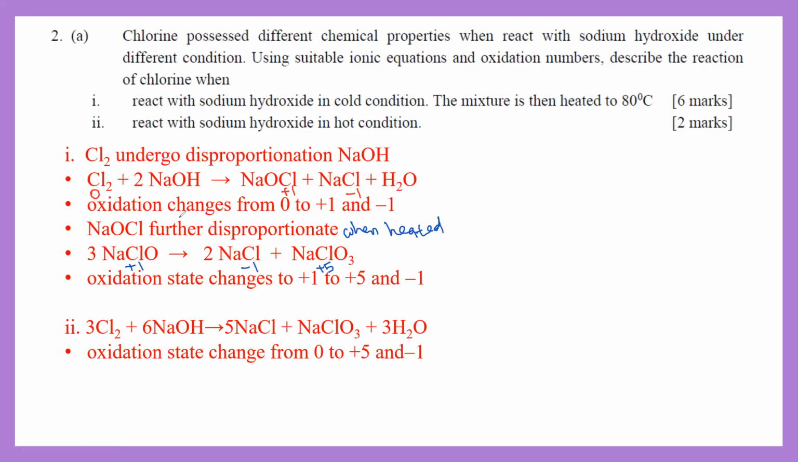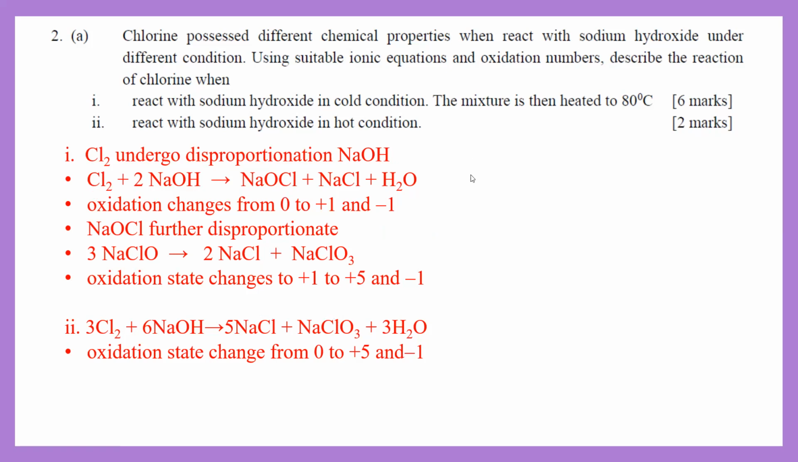So we already state disproportionation. Even if you write further disproportionation, there are no marks for it. So this is the change of the oxidation state that happens when chlorine is dissolved in hot sodium hydroxide. Hopefully you'll be able to explain clearly when the time comes. These are the situations you have to know on how to describe the reaction of chlorine with cold NaOH followed by heating, and also with hot NaOH. So that is how you are going to solve question number 2A.